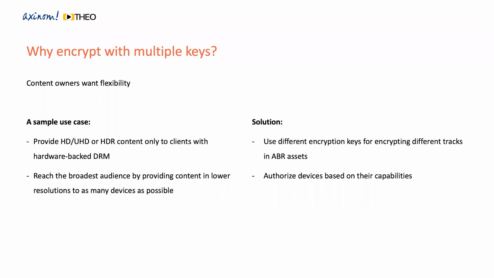Let's say we want to provide HD or Ultra HD or high dynamic range content only to clients with hardware-backed DRM to take advantage of this improved security and protection. But on the other hand, we want to reach the broadest audience by providing content in lower resolutions to as many devices as possible. So the solution here could be we use different encryption keys for encrypting different tracks in an adaptive bitrate asset, and we authorize devices based on their capabilities.